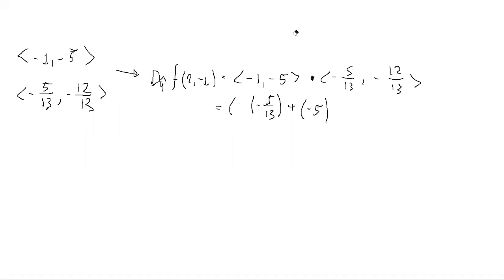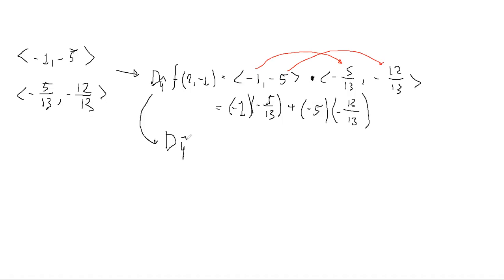So this is going to be negative 1 times negative 5 over 13, and negative 5 times negative 12 over 13. Let me just finish this. Okay, and this will give you the value of your directional derivative D_u f.